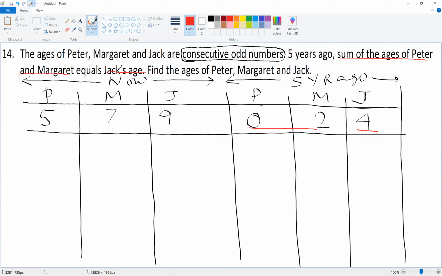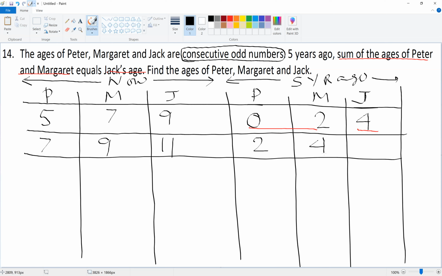Yeah. Okay, so obviously 0 plus 2 is not equal to 4, so I'm going to go to the next number. So this would be 2, 4, and 6, correct? Yes. So now do you see 2 plus 4 is equal to 6? Mm-hmm. So what are their ages? 7, 9, and 11.